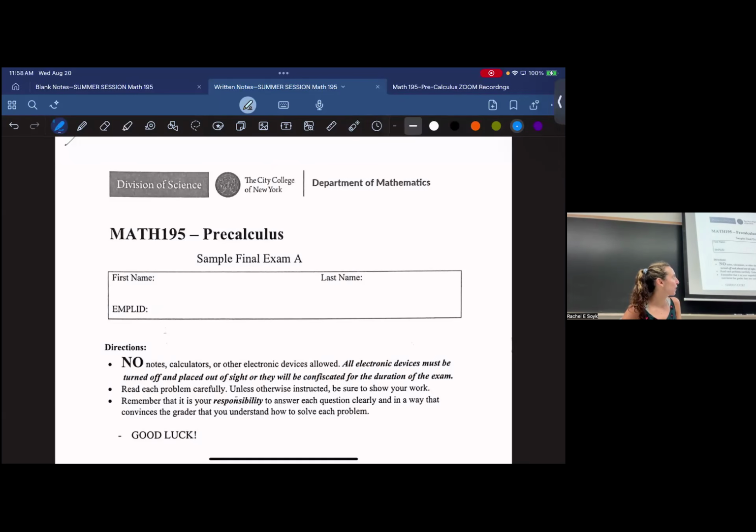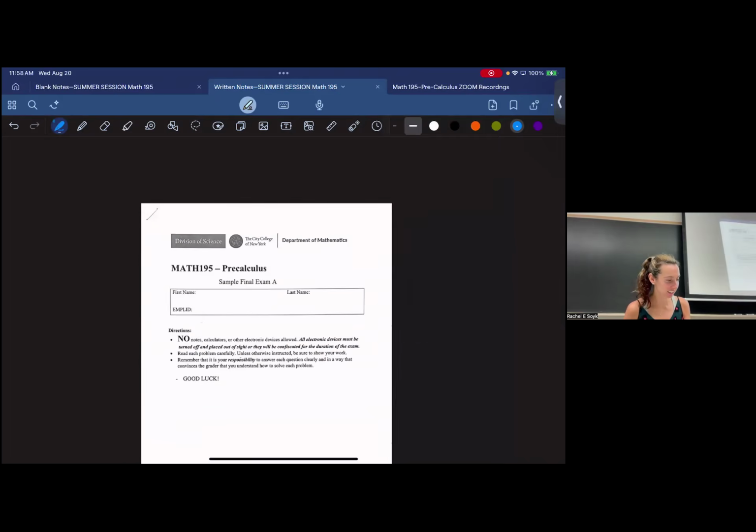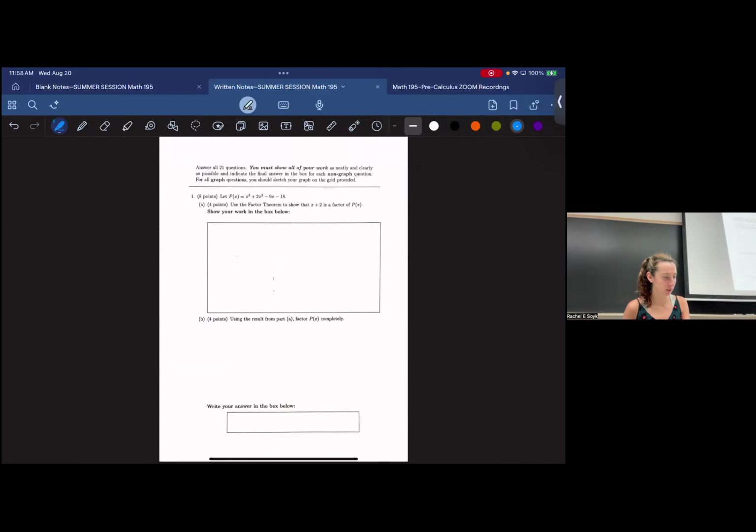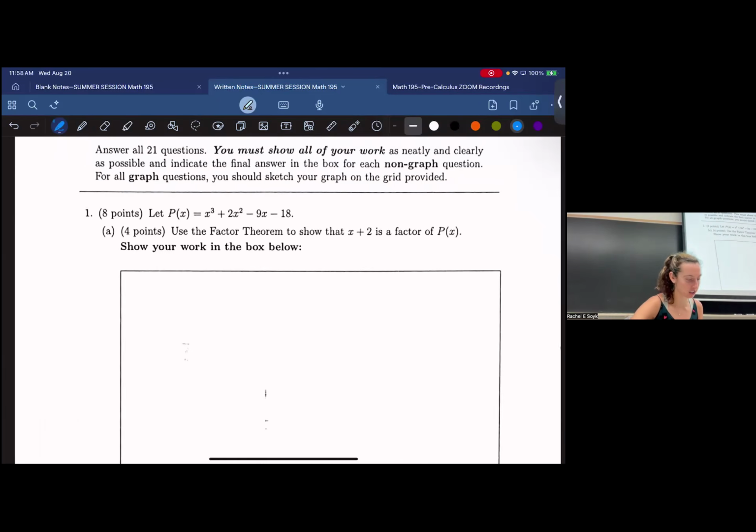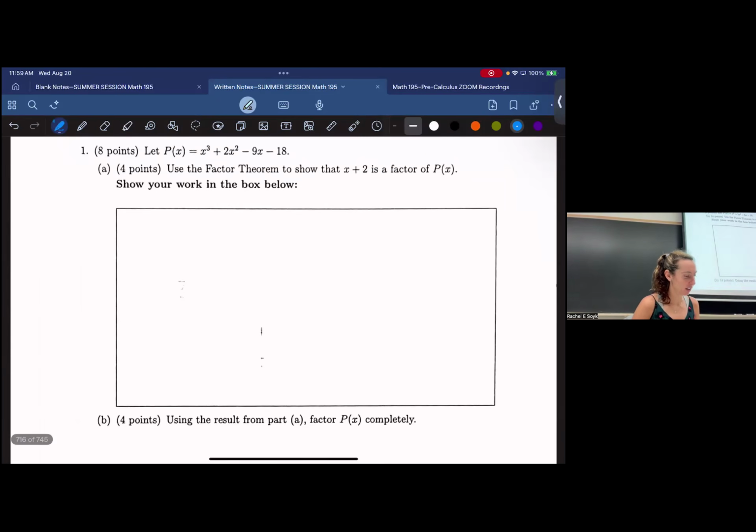Right, sample final exam A. You have 21 questions in this section. And the first question starts off with using your factor theorem to show that x plus 2 is a factor of p of x. So you want to think back to, okay, use a thinner marker.